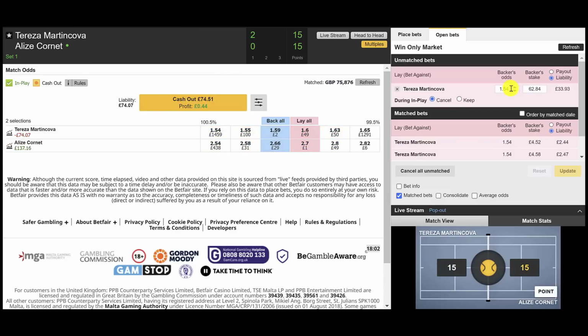We've put in that lay at 1.54. Not all of it has been taken, so I'm just going to leave it. I'm not going to chase that price. I'm going to leave it. It could bounce back to 1.54 and be taken. If it doesn't, then that means we're in profit. So when that does happen, keep that in mind.